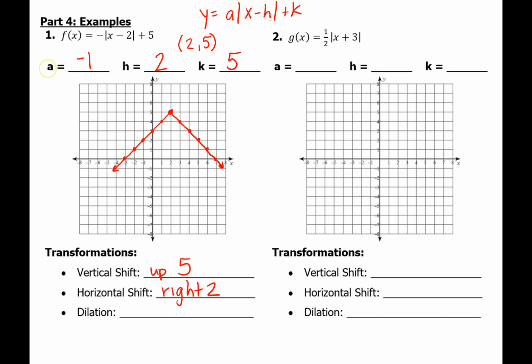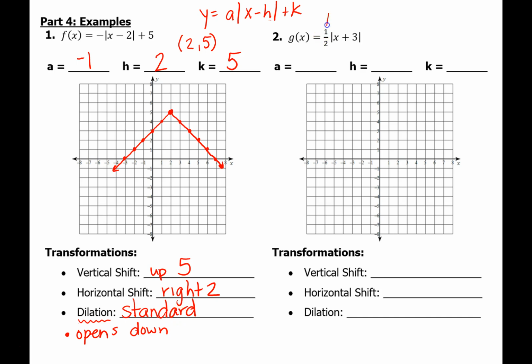Now, whenever we're looking at the a value, that's going to be called the dilation of the function. So because this one was just 1, it was standard. It didn't have a different slope. So I'm going to say standard here. It did open down, so we could add that and say it opens down. But when we ask about dilation, that's where we're looking for a stretch or compression or no change, which is standard.